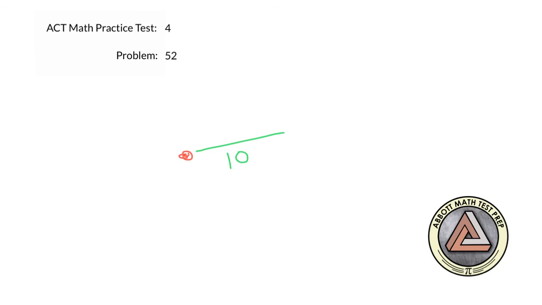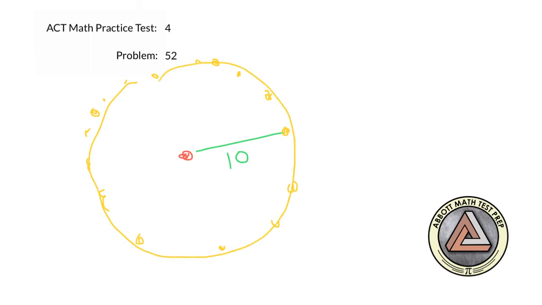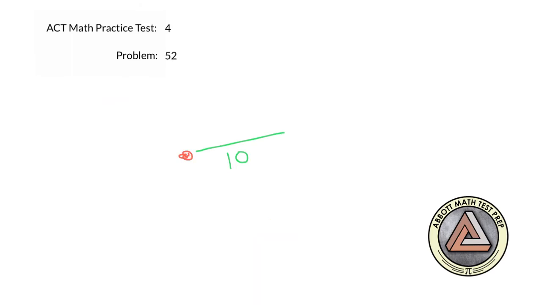Here's a point that's 10 units away from the center point. Here's a point that's 10 units away. Here's a point, here's a point. And I think you see where this is going. Wouldn't that turn out to be a big old circle if you connected all the points? So that's a formal definition of what a circle is: all the points that are a certain amount of distance away from a center point. So that's one way of thinking about it.